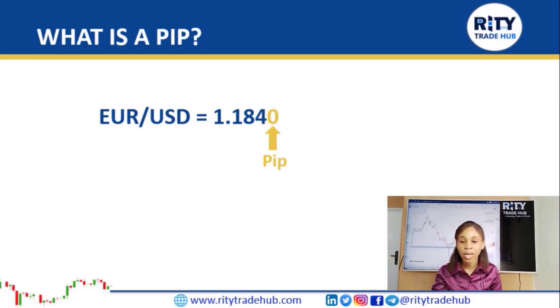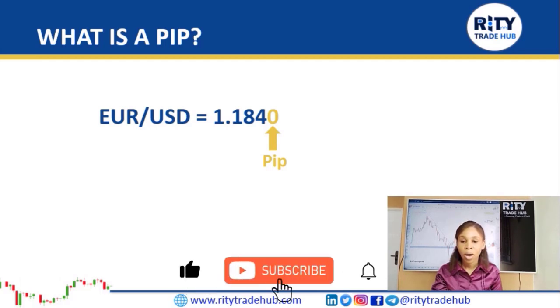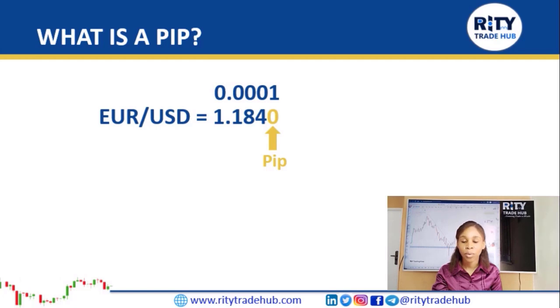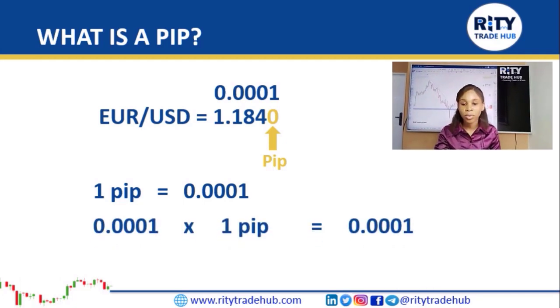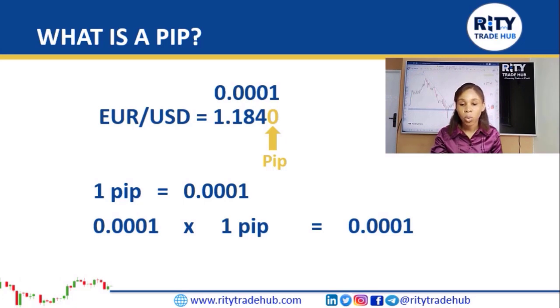So if EUR/USD, which is at 1.1840, makes a move of 1 pip, its new value would become 1.1841. So how did I get that? Okay, now a single pip equals the smallest change in the fourth decimal place. Okay, that is 0.0001, right? This implies that 1 pip equals 0.0001. So if the move made by the pair is 1 pip, I would have 0.0001 multiplied by 1 pip, which is equal to 0.0001. If you have a calculator there, you can input that so that we flow.